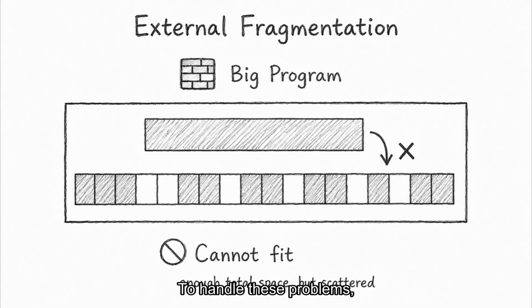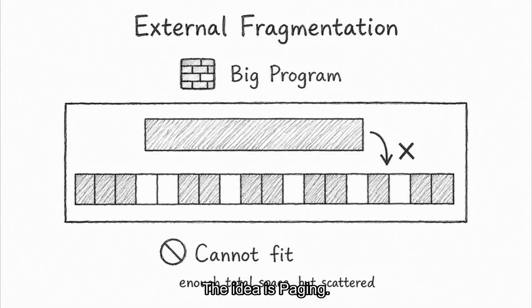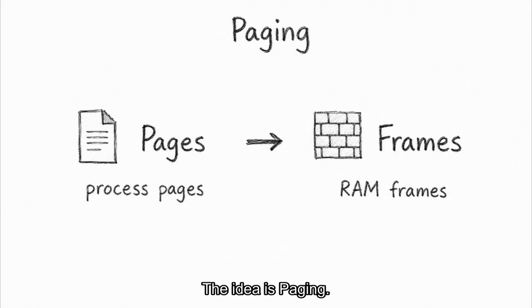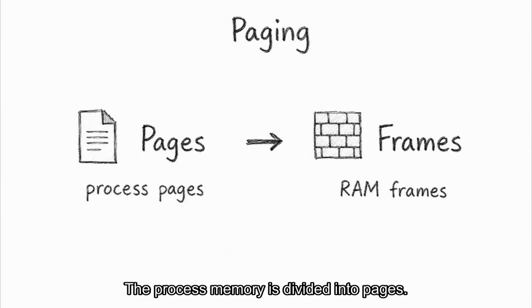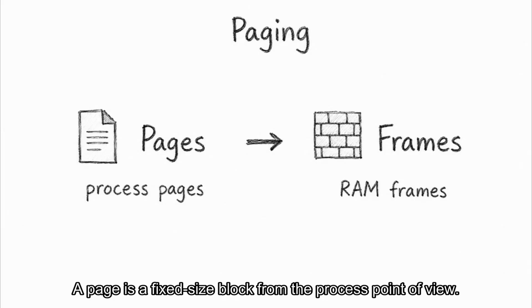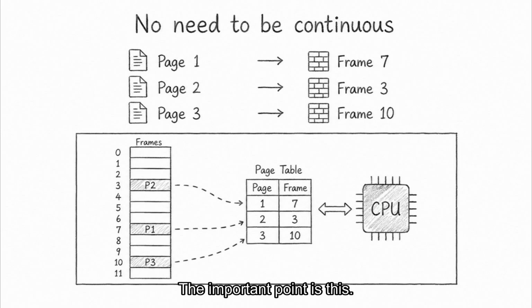To handle these problems, modern operating systems use an important idea. The idea is paging. Paging means dividing memory into fixed size blocks. The process memory is divided into pages. Physical RAM is divided into frames. A page is a fixed size block from the process point of view. A frame is a fixed size block from the physical RAM point of view. The important point is this.